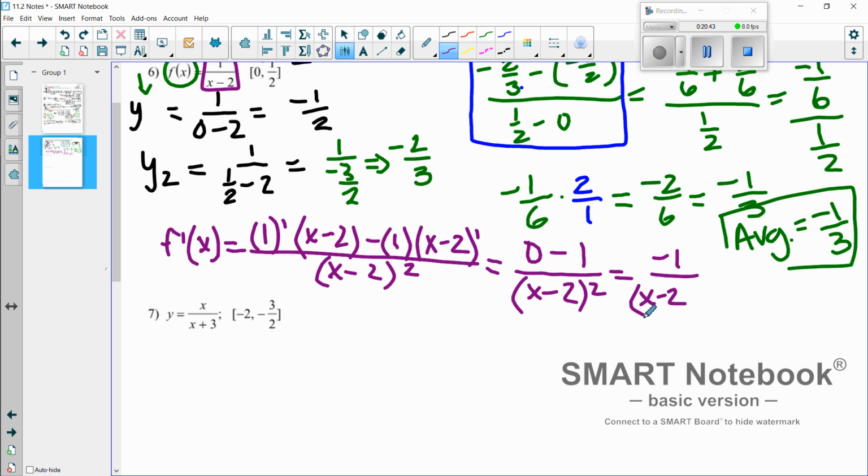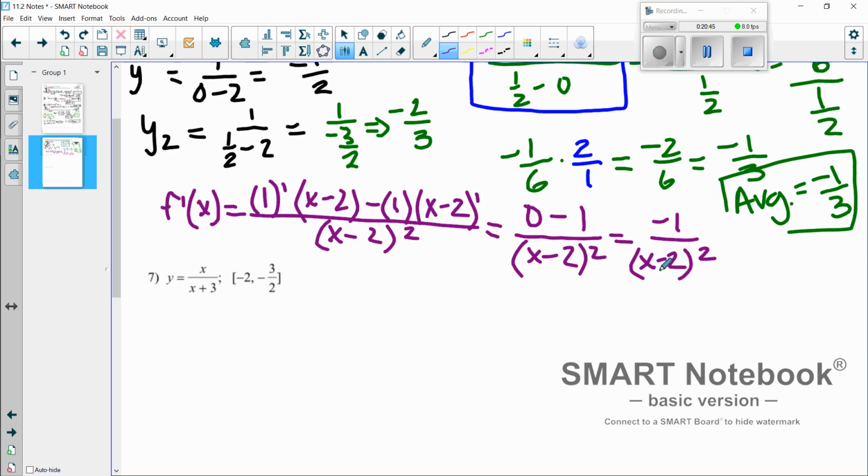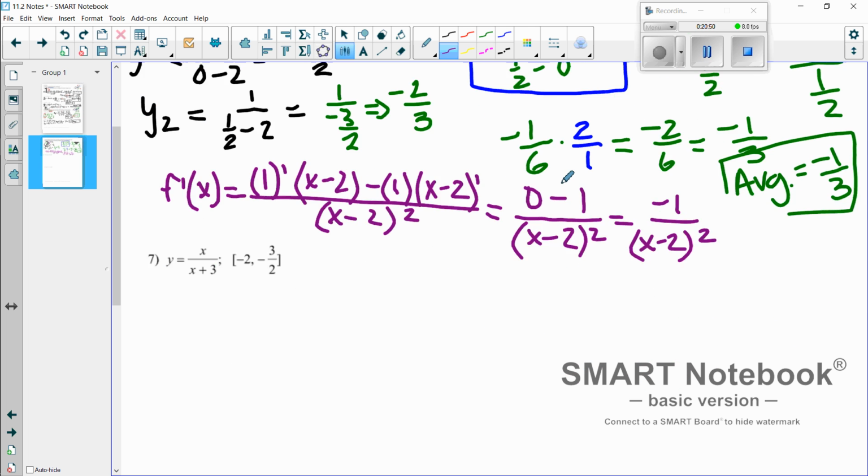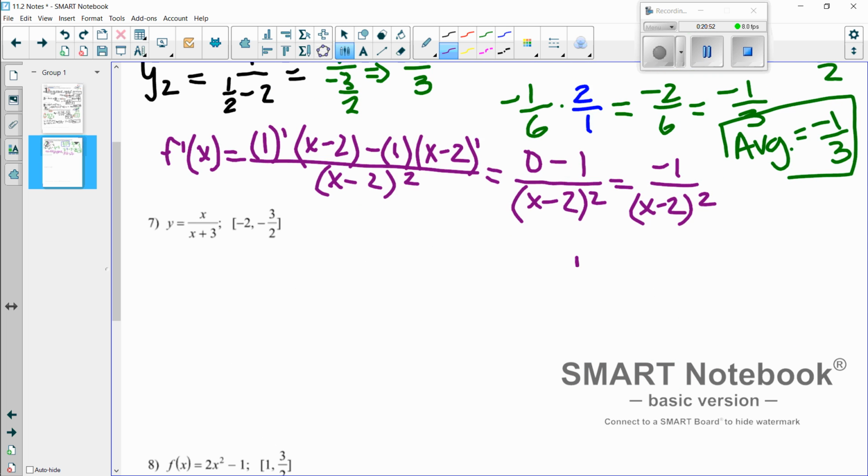Now let's plug in our leftmost value of the given interval, which is 0. This is where I'm going to rewrite our notation here. f prime of 0 equals negative 1 over 0 minus 2 squared. You can do that in your calculator right away. It looks like negative 1 over 4, and it is. So negative 1 over 4, and that is a squared here.